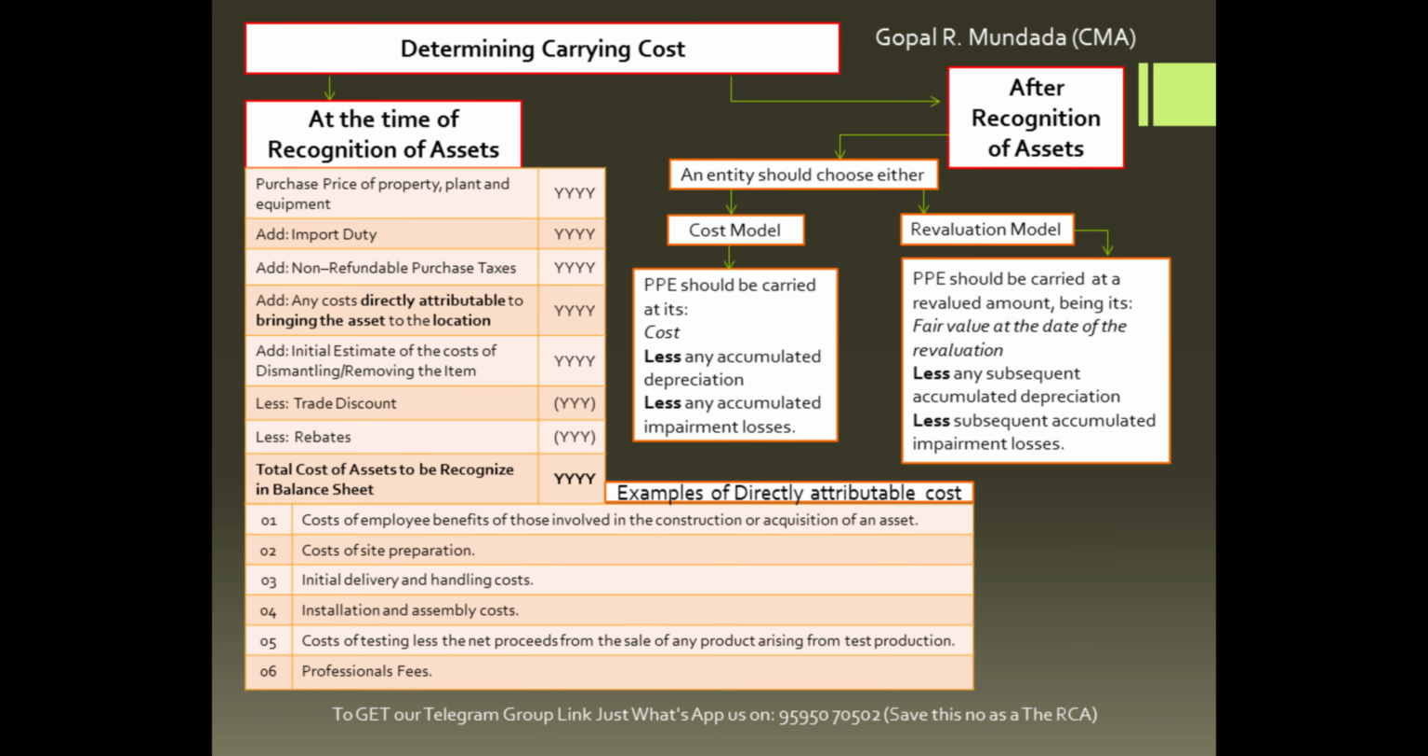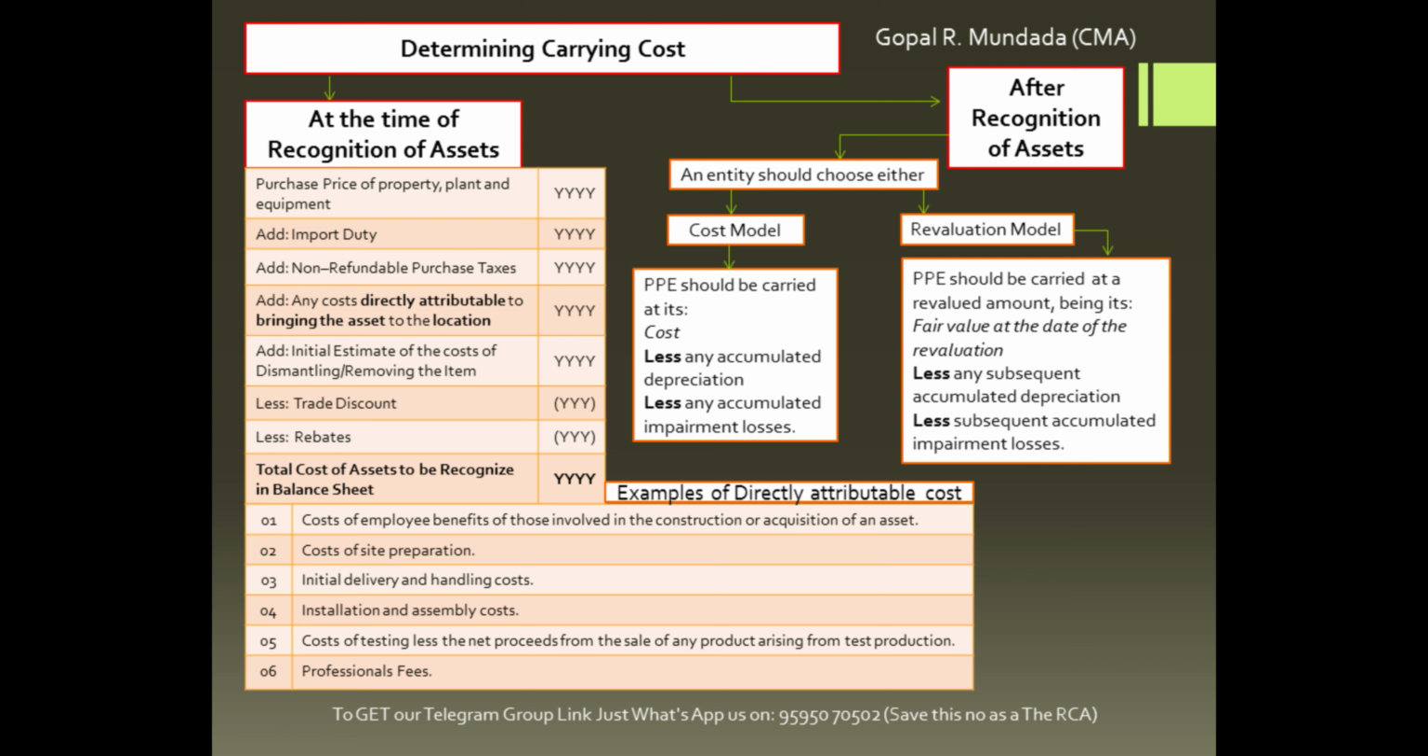So guys, next, how to determine the carrying cost? The determination of the carrying cost is similar to the determination of the cost of raw material, as we discussed in the cost accounting standard. We know that under the cost accounting standards there is a standard on material cost. In that standard, we learn how to determine the cost of material. Material is basically inventory for us, and property, plant and equipment is an asset for us.